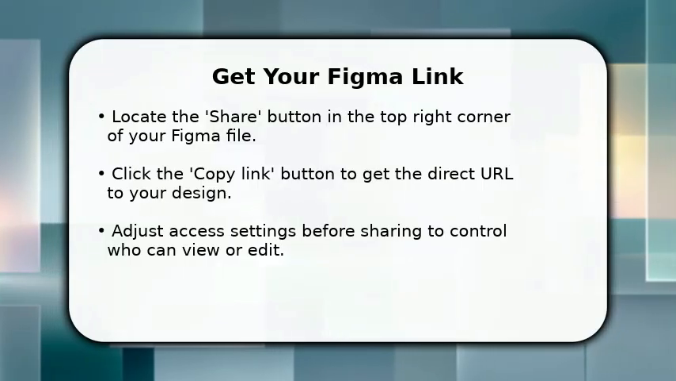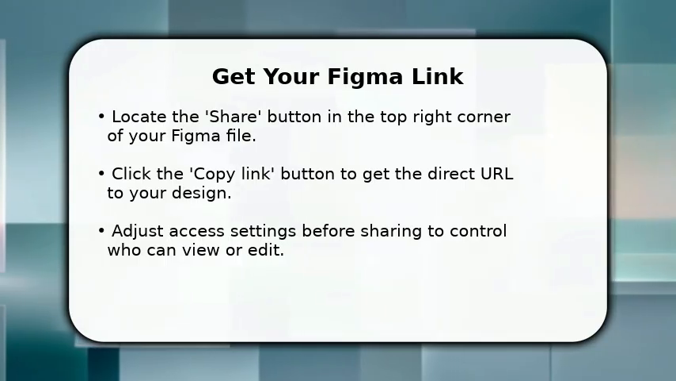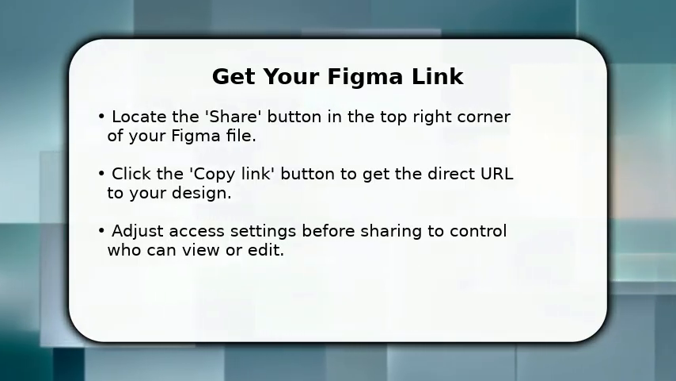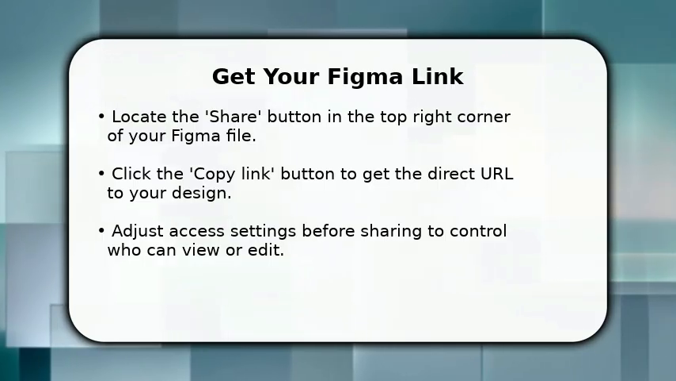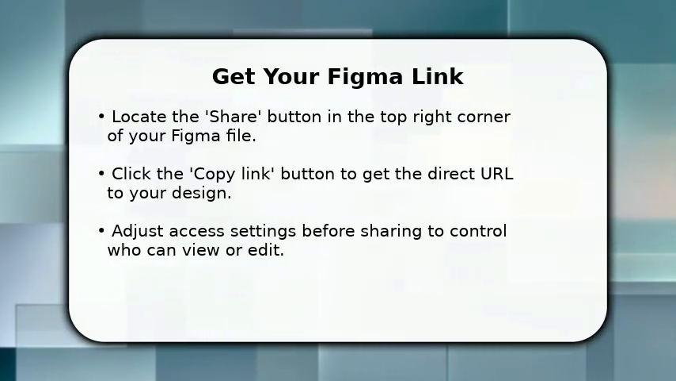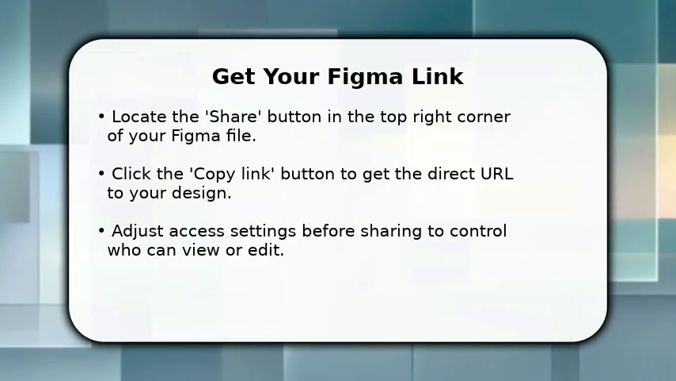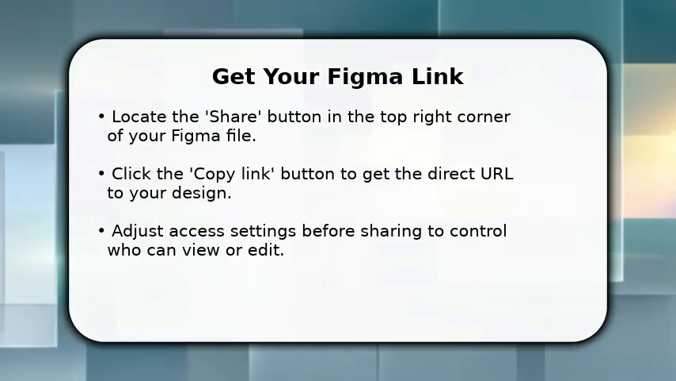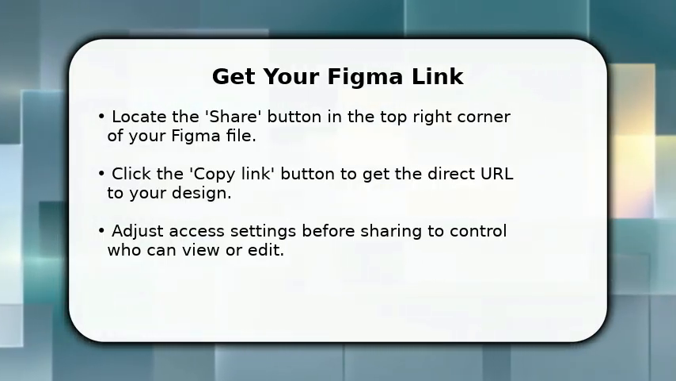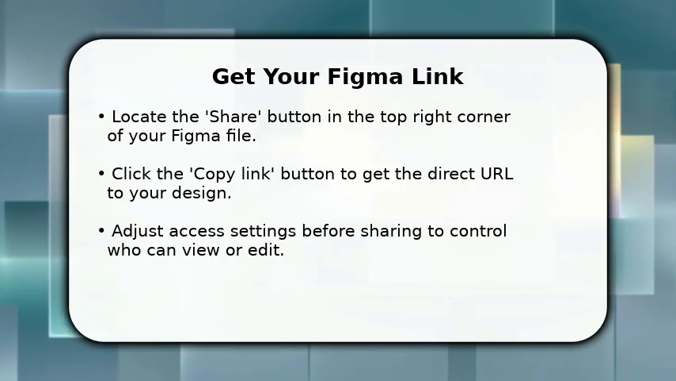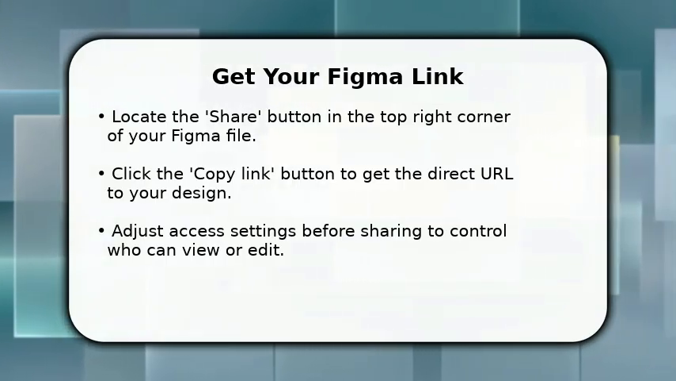In this video, I will explain how to get a Figma link. First, open your Figma file and look for the blue Share button located in the top right corner of your canvas. Clicking this button will open a sharing dialog box. Inside this box, you will find a Copy Link button. Simply click it to copy the unique URL of your design to your clipboard.